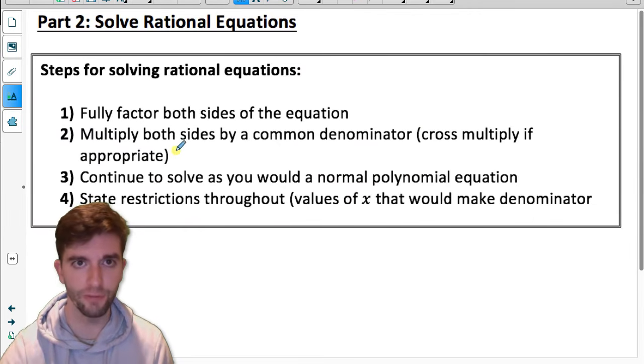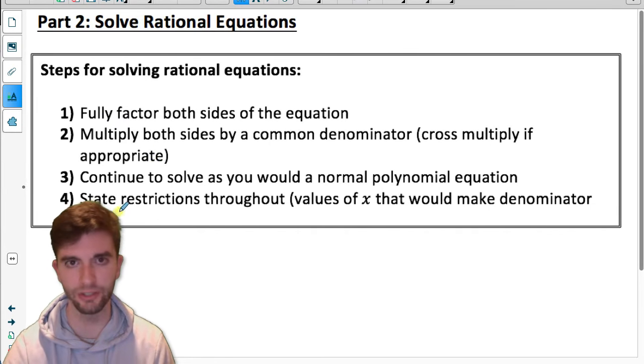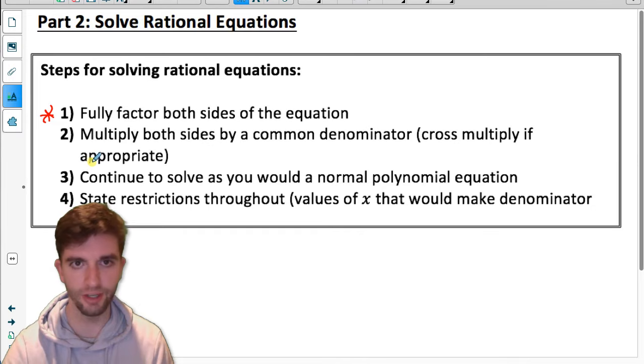Okay, let's actually solve some rational equations now. So we're going to follow these 4 steps whenever we're solving rational equations. Step 1, always fully factor both sides of the equation. We may be able to simplify something to make the solving process easier, so make sure you factor first to make sure you make the question as easy as possible.